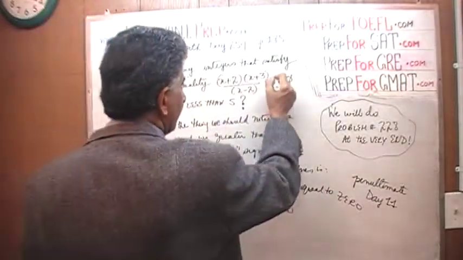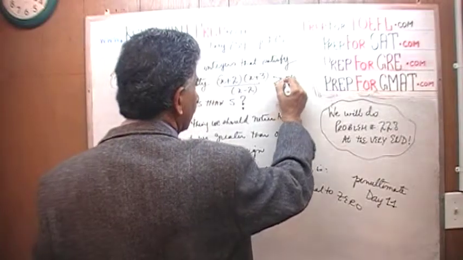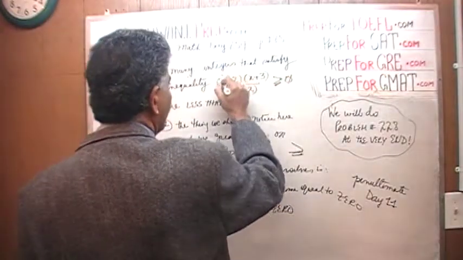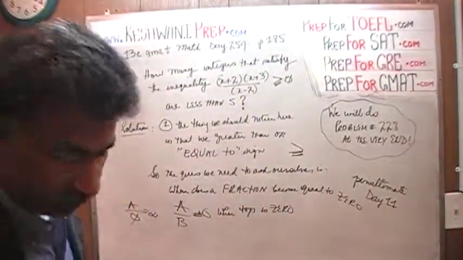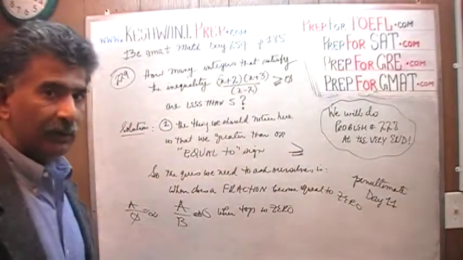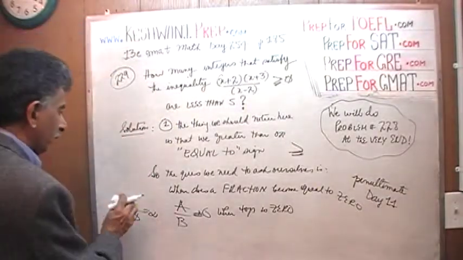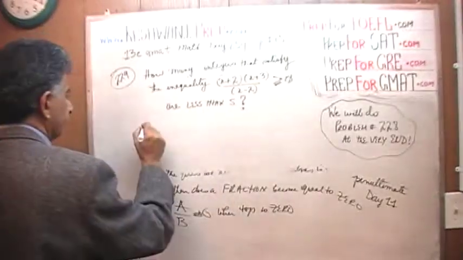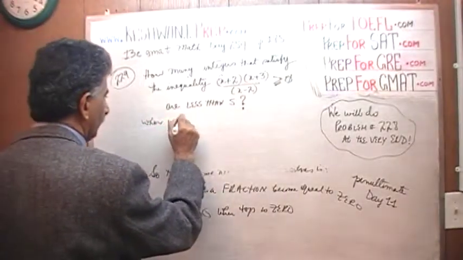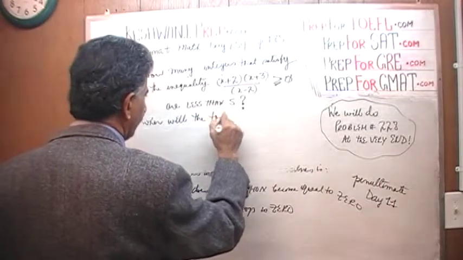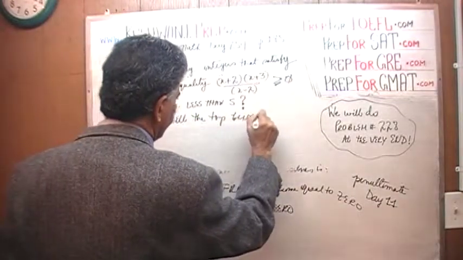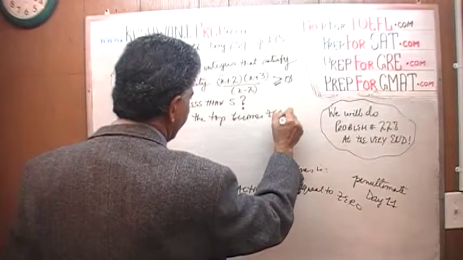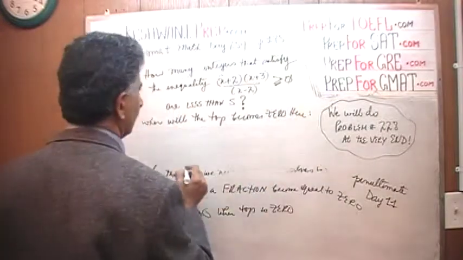And we have to satisfy that condition because it says greater than or equal to, which means that the top has to become 0 somehow. So the question we need to ask ourselves is, when will the top become 0 here? Well, let's find out.